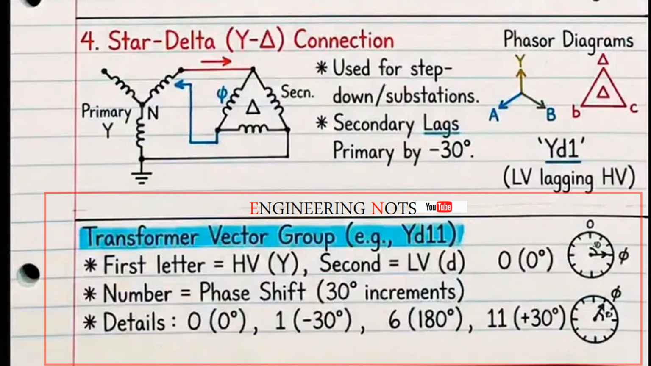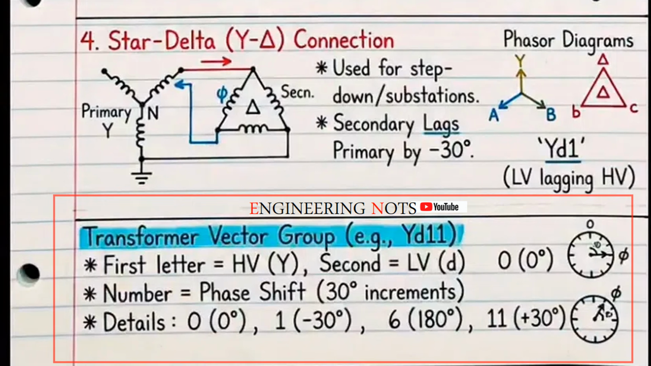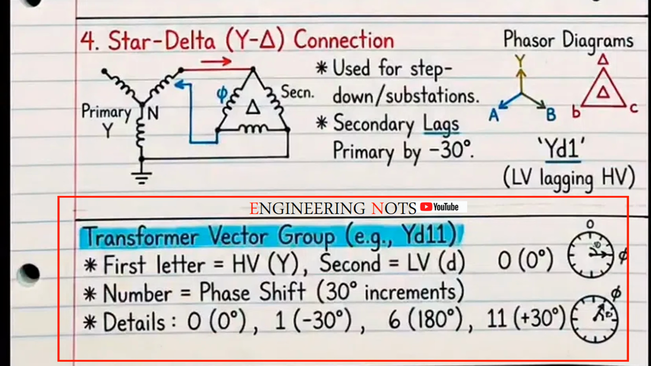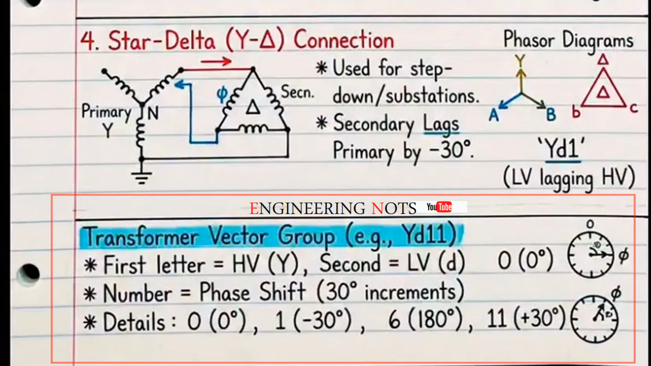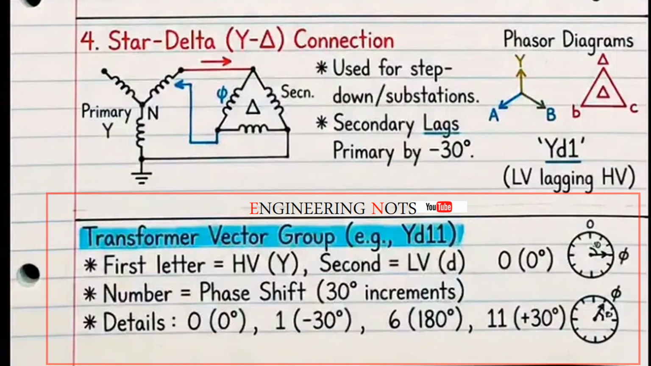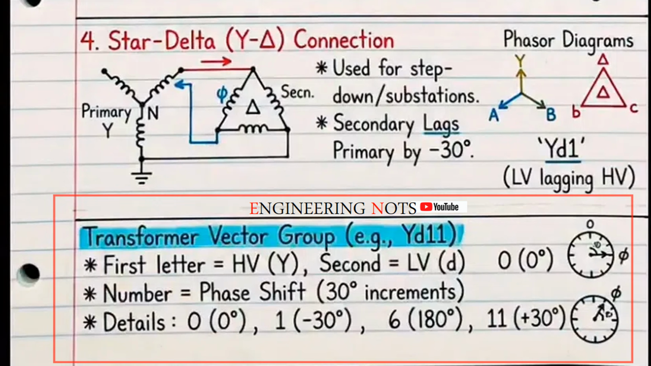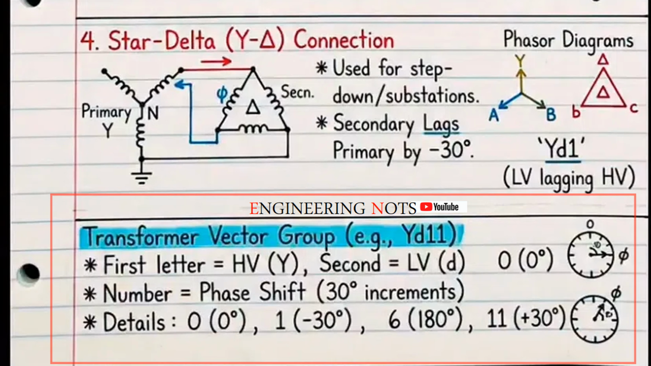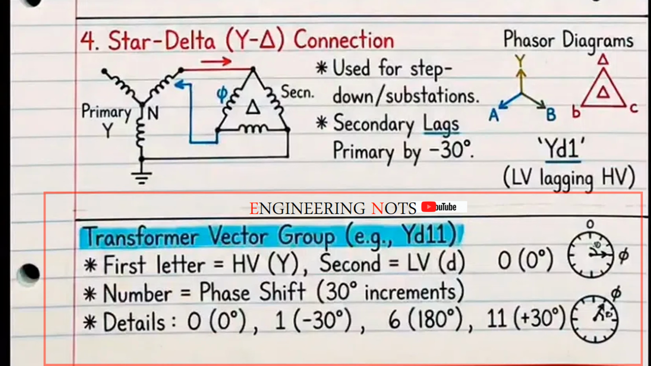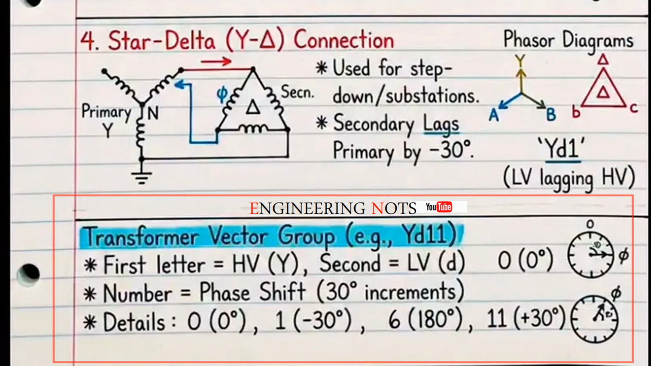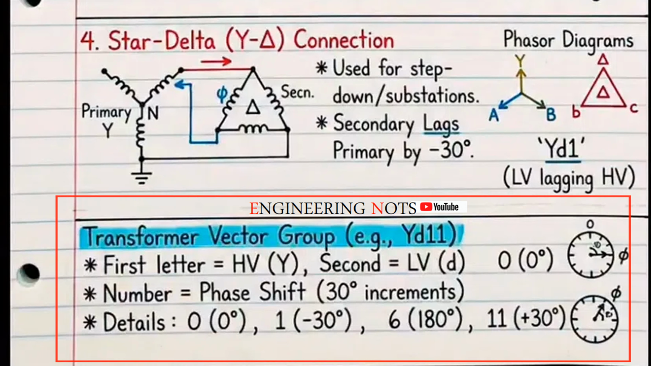And the low voltage leads by 30 degrees. Why does this matter? Because if you want to parallel two transformers, their vector groups must match exactly. If you parallel YD11 with YD1, you'll get a 60-degree phase difference. Which means huge circulating currents. And damage. Vector groups are essential for proper system design. And protection coordination.